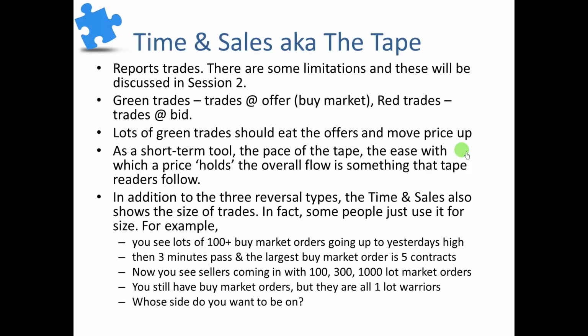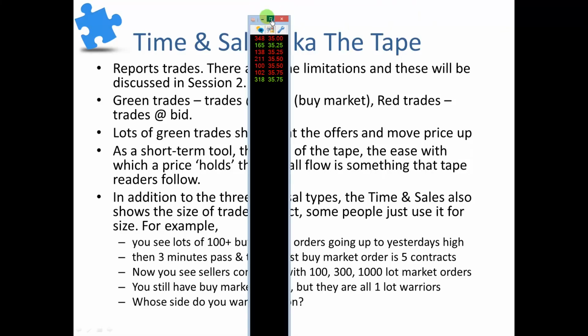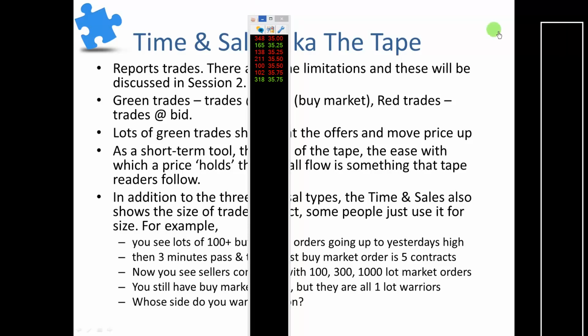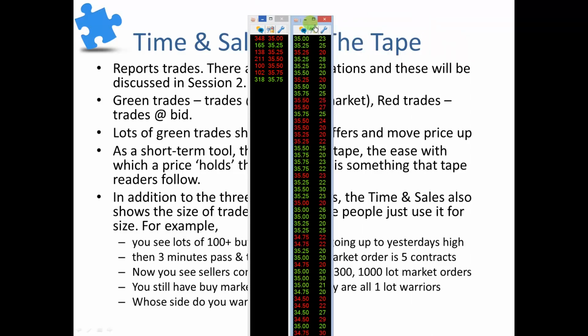So what about the 3 elements of a reversal? Let's just bring across the time and sales. There's 2 time and sales here. One is showing all trades. One is showing just the large trades.